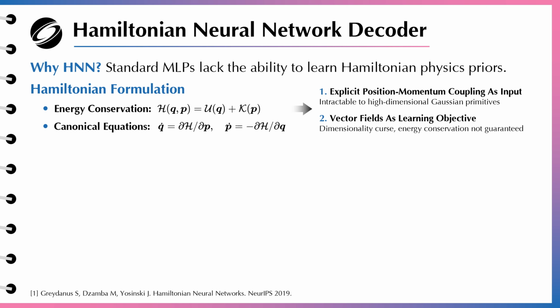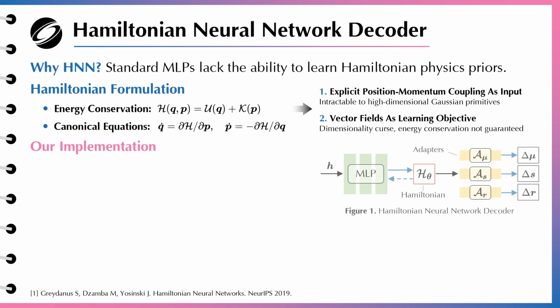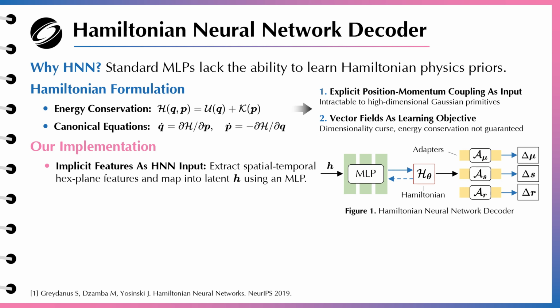We address these challenges through a Hamiltonian neural network decoder. We first extract spatial temporal features from hex planes and map them to latent representations via an MLP. These latent representations serve as the actual HNN input. They implicitly encode each Gaussian spatial temporal state, capturing the geometric and kinetic information needed for phase space construction. Essentially, they act as generalized coordinates for our dynamical system.